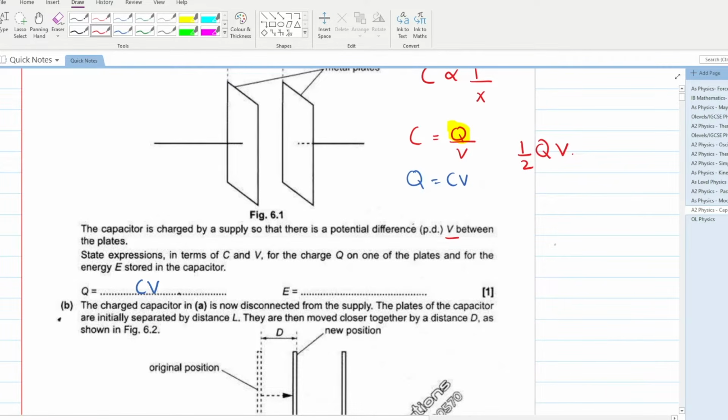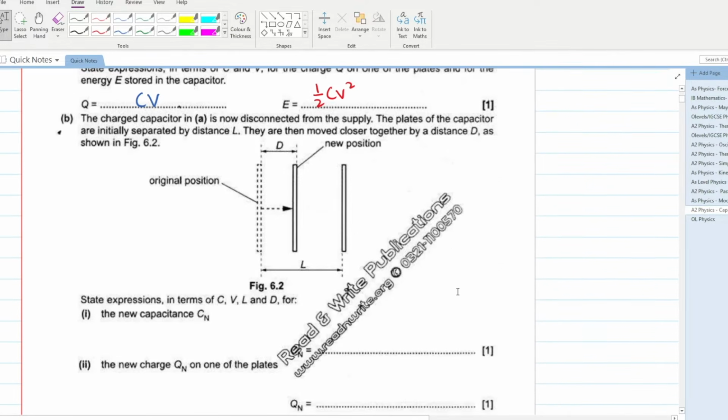Either you can write this or you can replace Q with CV. This is the first formula of energy. And the second formula of energy is by replacing Q by CV. Replace it, see what the formula comes out to be. 1 upon 2 CV square is equal to your energy. I am writing the 1 upon 2 CV square one, it's just a personal preference. Okay, let's further move ahead.